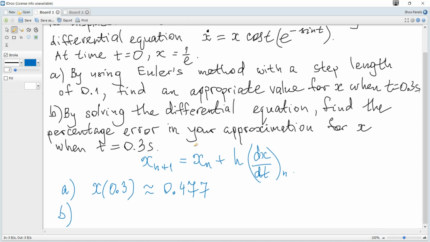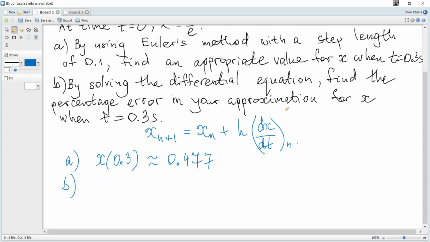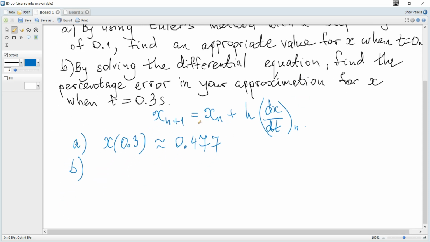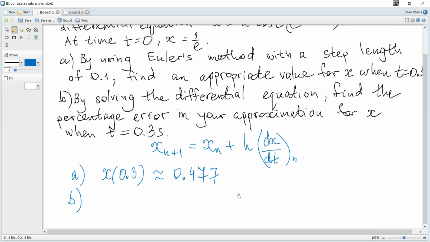The next, by solving the differential equation, find the percentage error in the approximation for x when t is 0.3 seconds. You know that the percentage error formula is given in the data booklet, that is the absolute value of the approximate value minus the exact value, and then divided by the exact value and multiplied by 100%. So we need to solve the differential equation.